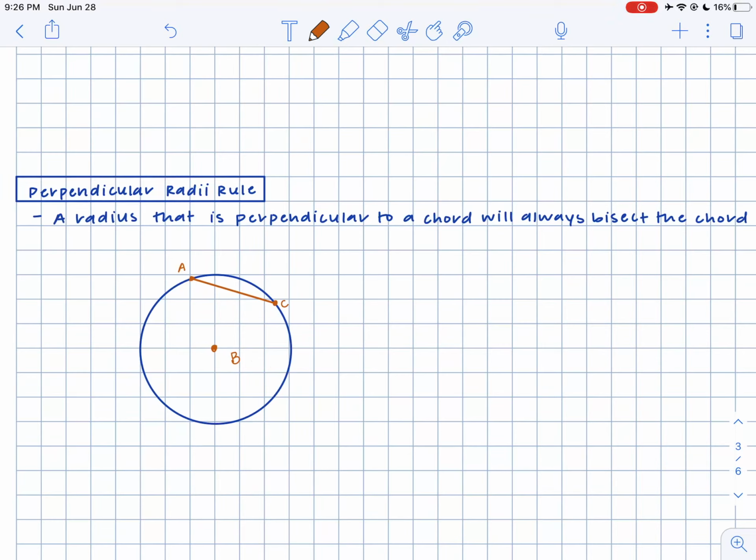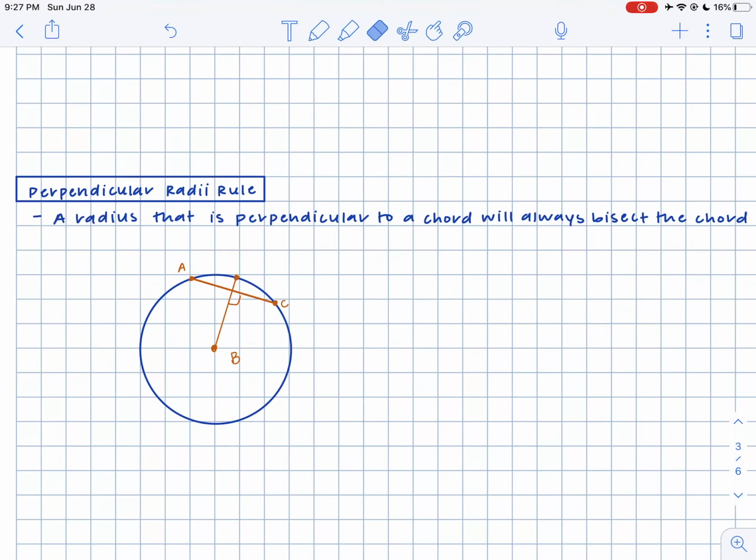But we want a radius that is perpendicular to the chord. So this is our chord. So let's draw a radius that is perpendicular to it. So it would look like this. Like this. Not perfect, but okay. So let's call this D.